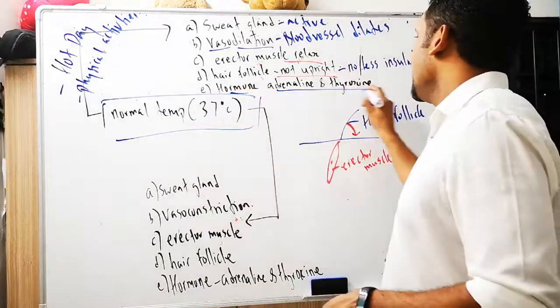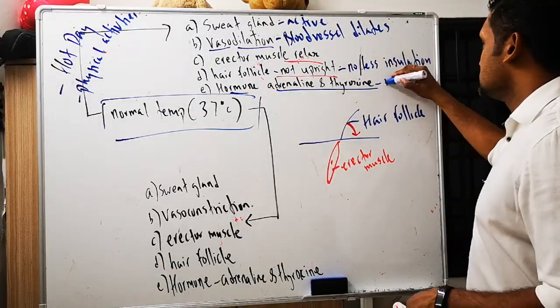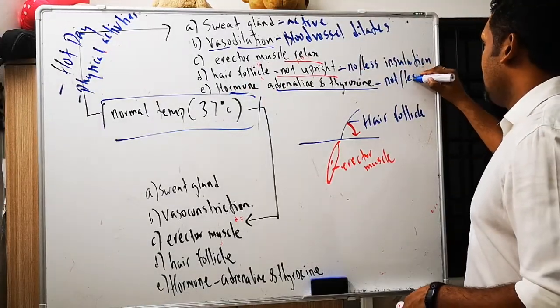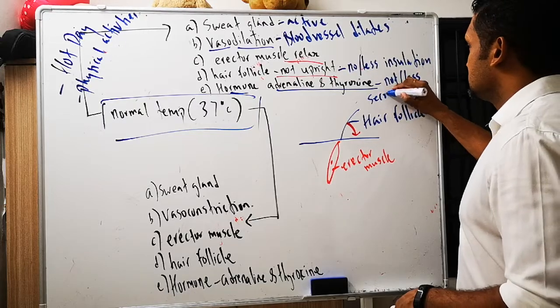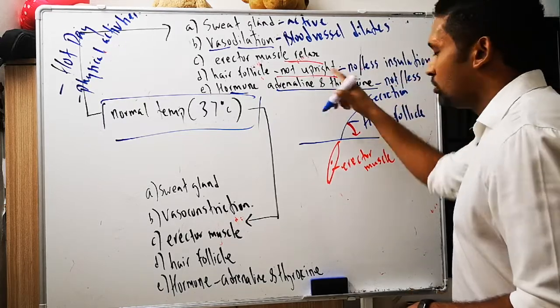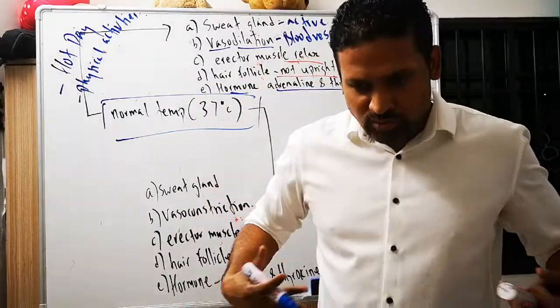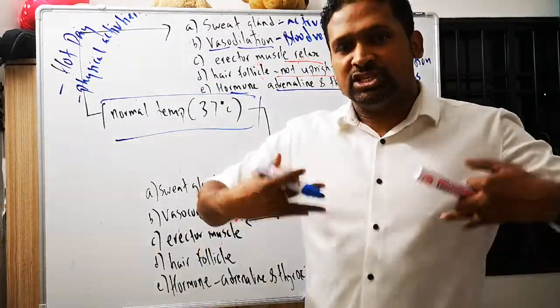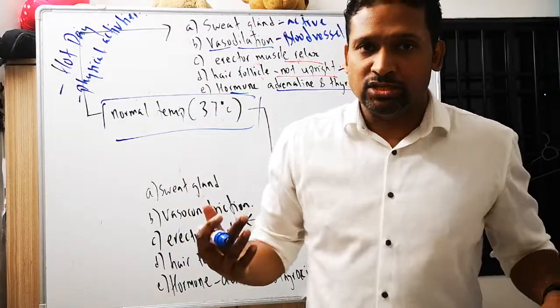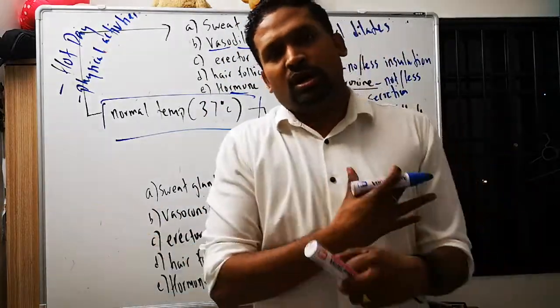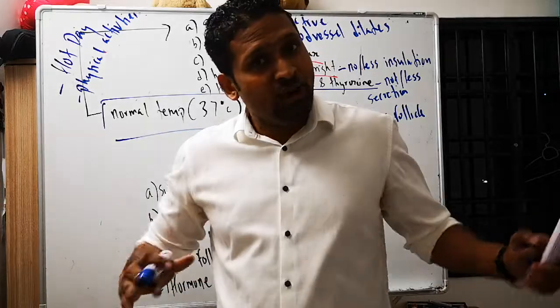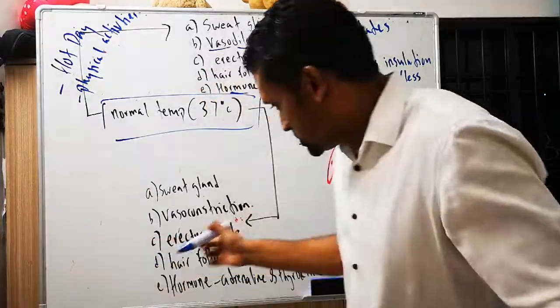There's hormones, adrenaline and thyroxine, not or less secretion. These hormones are to generate more energy, produce more energy. You produce more energy, your body can take that energy, convert it into heat energy. So on a hot day, why produce more heat? No logic to produce more heat. Then on a cold day, then we come to this part here.